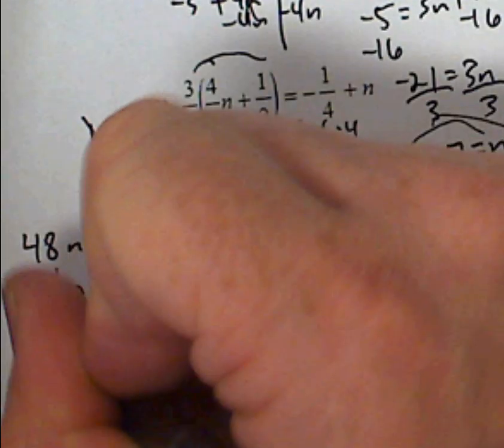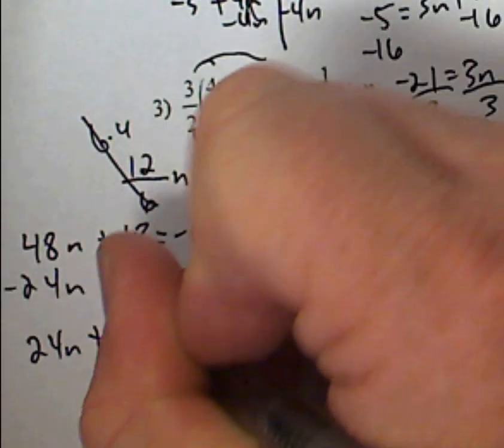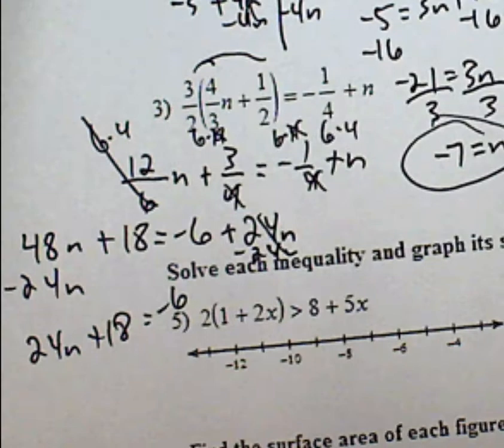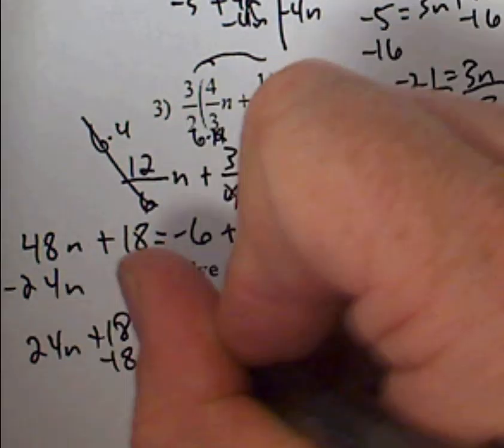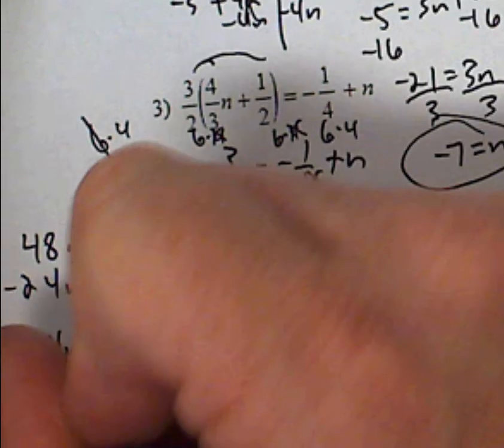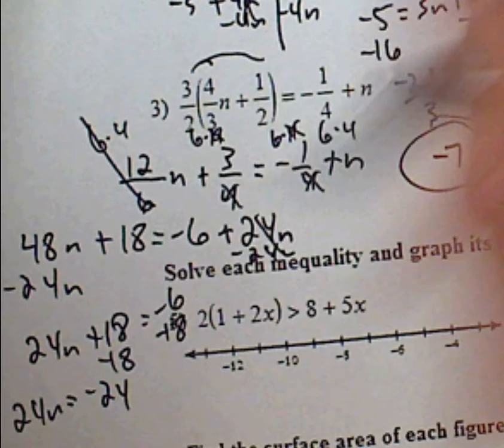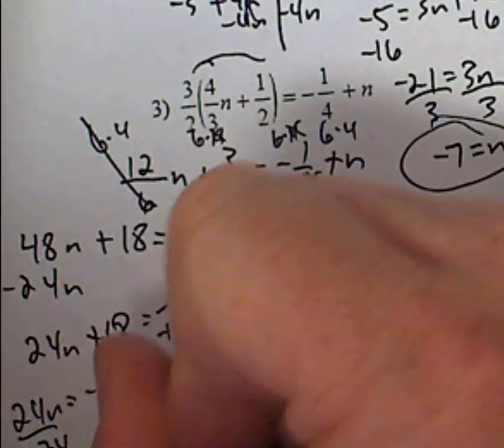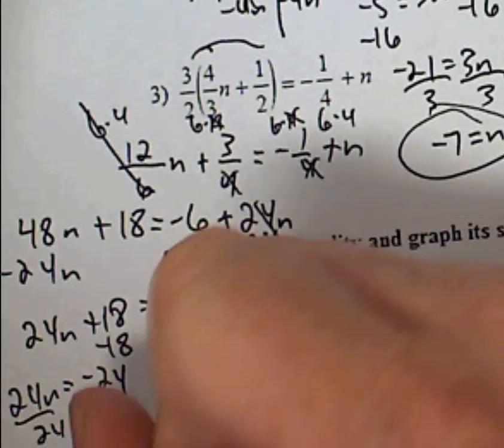That gives me 24n plus 18 equals -6. Minus 18, minus 18, 24n equals -24. Divide by 24, and I get n equals -1.